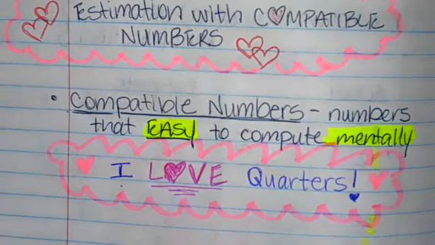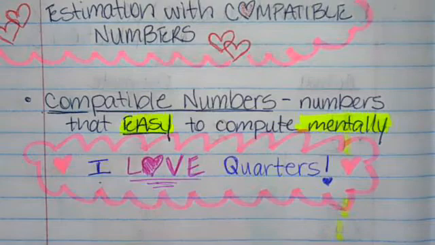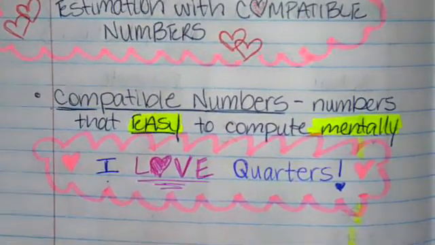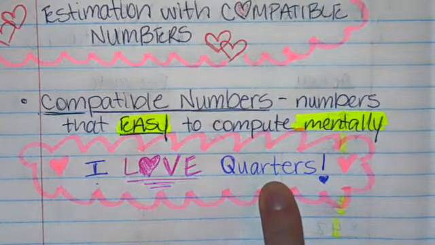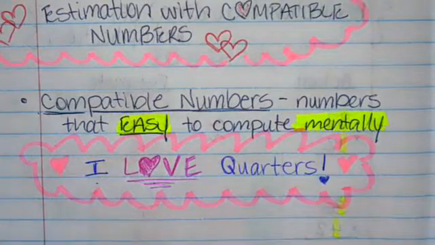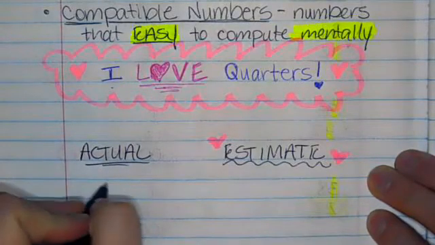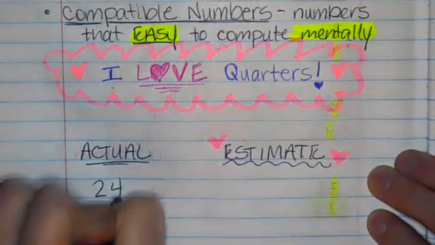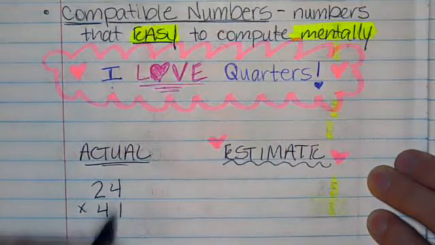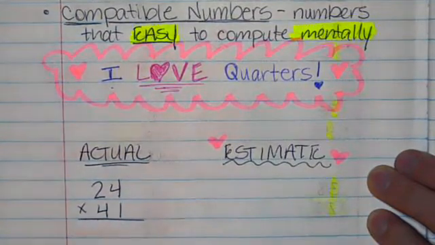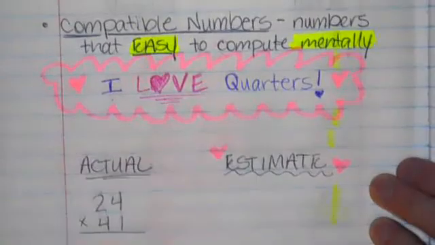So you're going to be doing some estimation. It's not exactly rounding, it's estimation of numbers. And how we're going to do that is we're going to be thinking of quarters, numbers that are close to 25, because a quarter is 25 cents. So I'm going to take my math problem. My actual math problem is 24 times 41. And I don't want to solve for the actual answer. Remember, today the objective is to find the estimate.